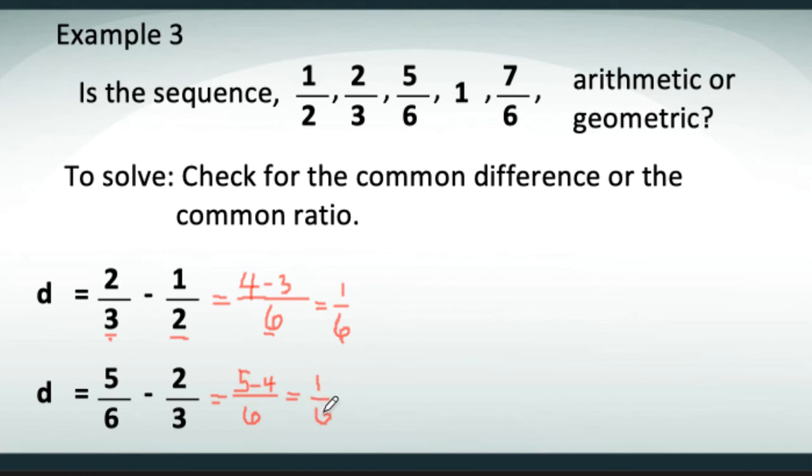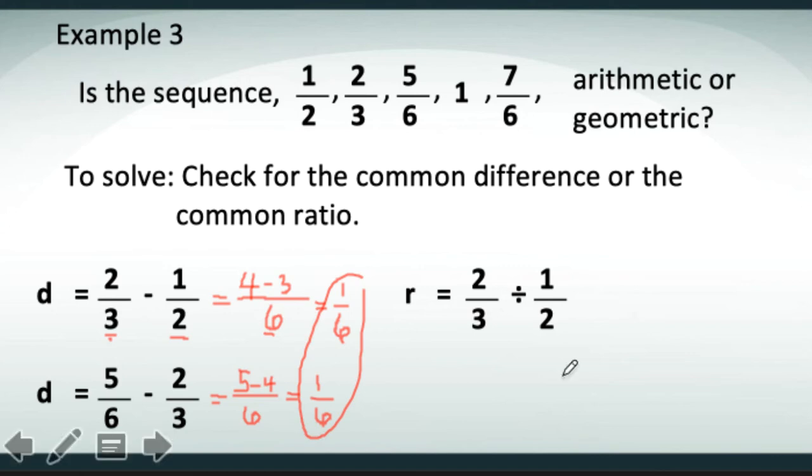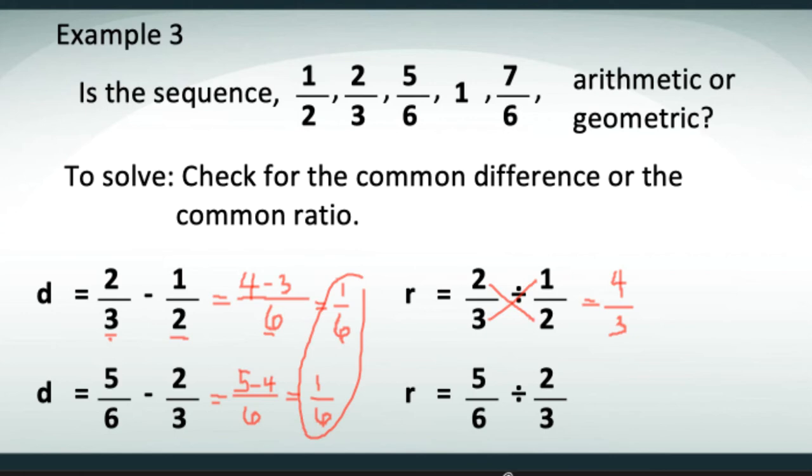Thus, our sequence is an arithmetic sequence. Let us just solve the common ratio, just to prove it is not geometric. So we have 2/3 divided by 1/2. Again, we cross multiply the numbers. 2 times 2, that is equal to 4. And 3 times 1, that is 3. So we have 4/3.